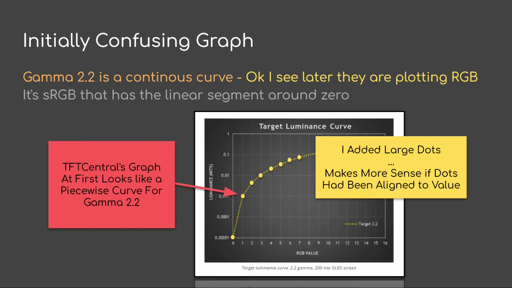Initially, their graph looks a little confusing. Gamma 2.2 should be a continuous curve. Oh, I see, later they are plotting the RGB. It's sRGB that has the linear segment around 0. When I added larger dots to the graph, it makes a lot more sense if the dots are aligned to the values at the bottom.